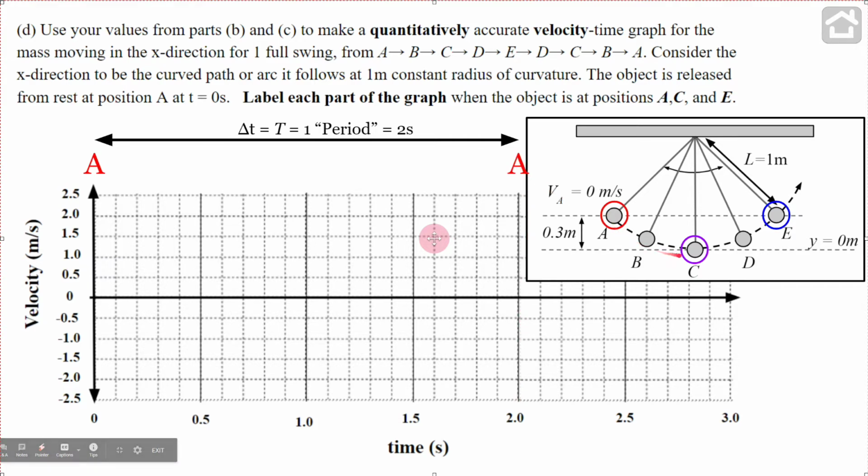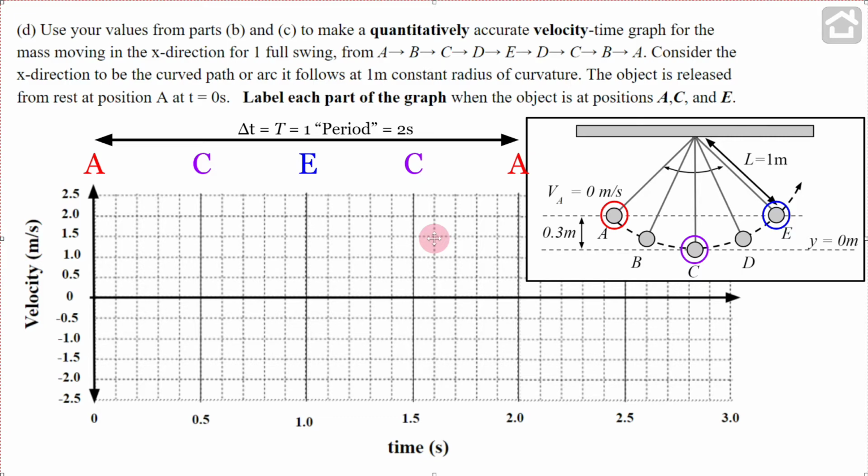If it took 2 full seconds to go all the way out and come back, that means it's going to take half that time to make it to position E. And so it's going to be at position E at 1 second. Similarly, if it goes from A to E in 1 second, it's going to take half that time to get to position C. And so it should be at position C at both a half of a second and 1.5 seconds. So we know at least what times it's going to be at those positions.